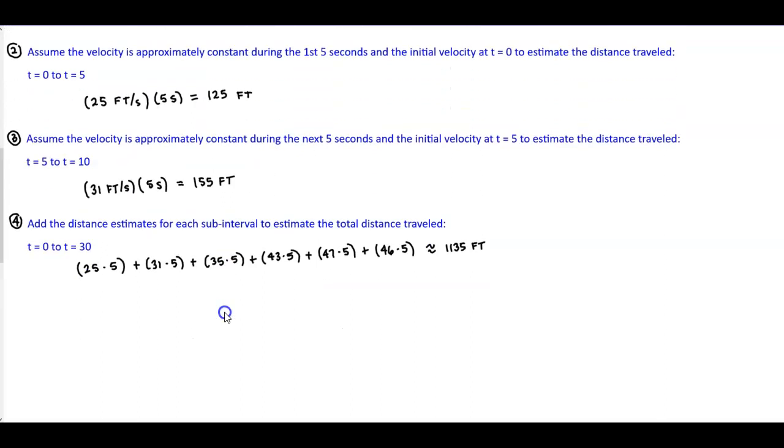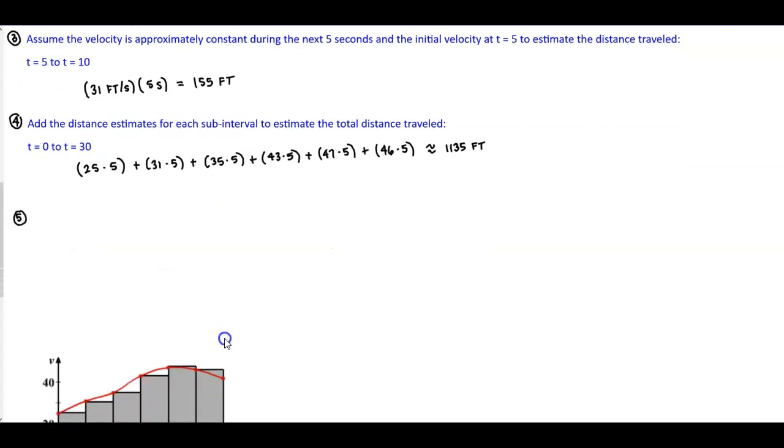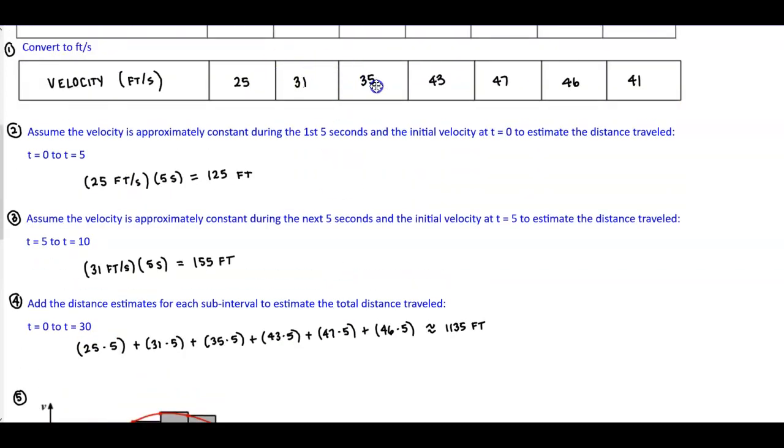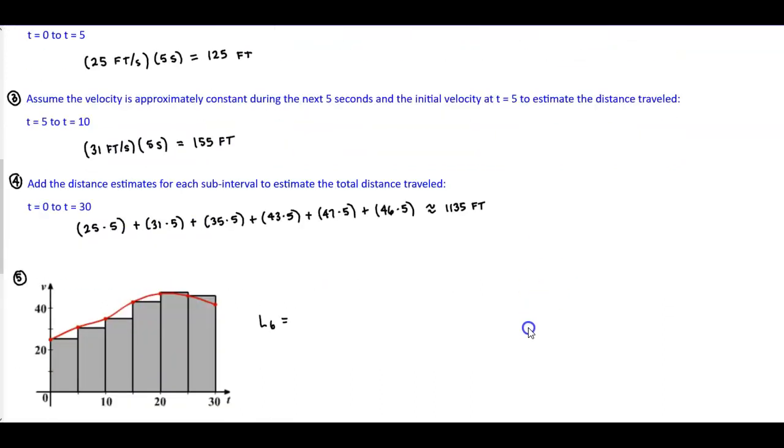All right, now what happens if we look at the left endpoints and then the right endpoints? Well, let's take a look at the graph here. If we wanted to find L6 using the left endpoints, we basically do the same thing here. We're starting with 25, 31, 35, all the way to 46. So we would get 25 times 5 plus 31 times 5 plus 35 times 5 plus 43 times 5 plus 47 times 5 plus 46 times 5. And that gives us 1,135 feet.